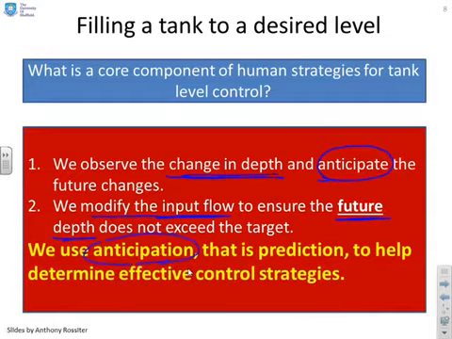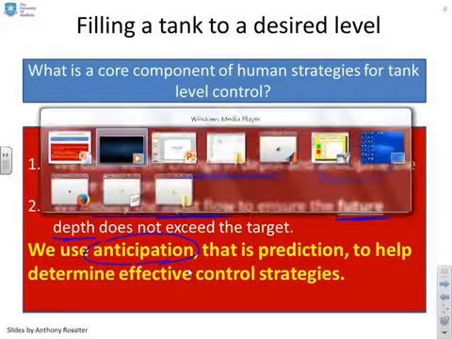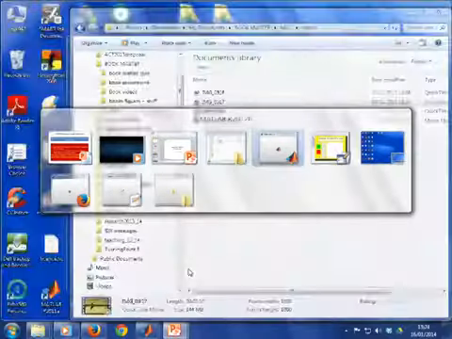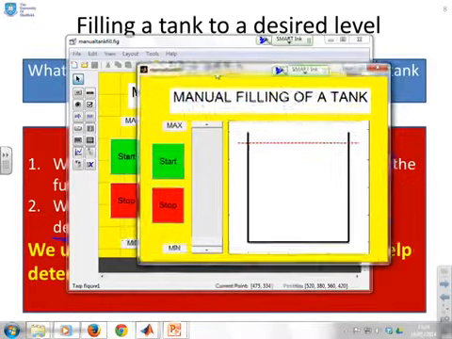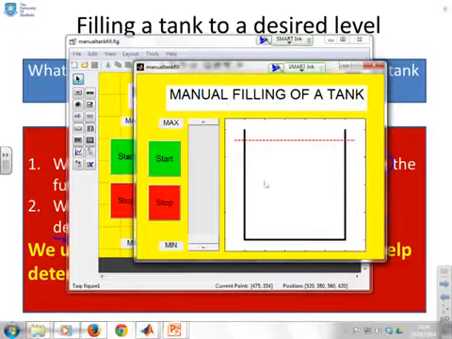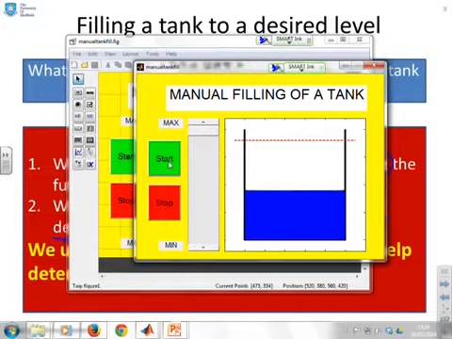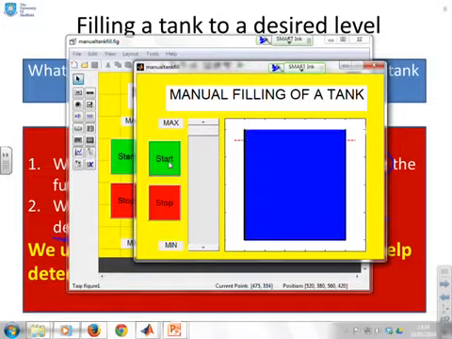So again, we've got an example which will help you see what's going on here. If I can just find the example, there it is. It's a simple MATLAB GUI. So if I run that, here's the GUI. So you can see we've got a tank, and what I'm going to do is start filling the tank, and you'll see if I do nothing and just let it fill, it fills very quickly and it overflows.